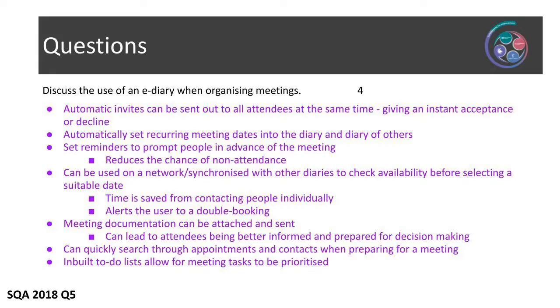The meeting documentation can be attached and sent alongside the meeting information, and that can lead to attendees being better informed and prepared for the decision making. So that might be getting the relevant documents or papers in advance. You can quickly search through your appointments and contacts when preparing for a meeting, so you're inviting the right people to that meeting. And of course, you've got the ability to be able to have inbuilt to-do lists, which allow for meeting tasks to be allocated to individuals and also prioritized in the correct order as well. So e-diaries have absolutely revolutionized how we go about organizing meetings.